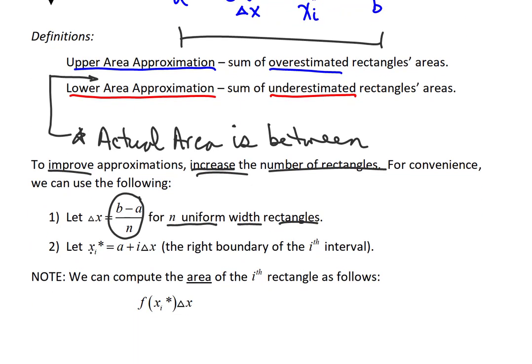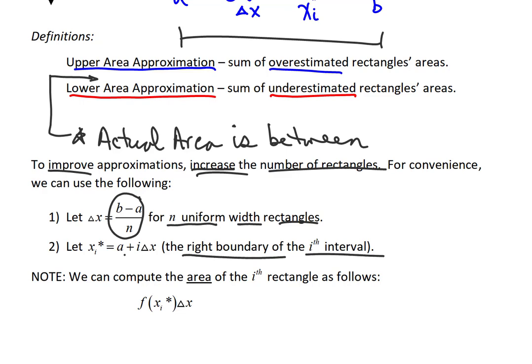Also, secondly, let's let x sub i star, remember that was the x value we just put in the middle of one of our intervals. Well, it turns out that it doesn't really matter where that value is, as you'll see in a moment how we're going to use it. So for convenience, we're just going to use the right boundary of the ith interval.